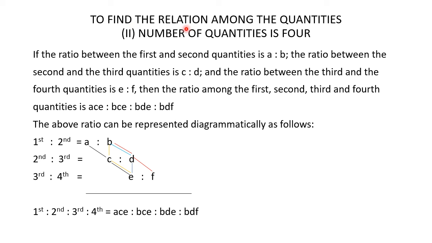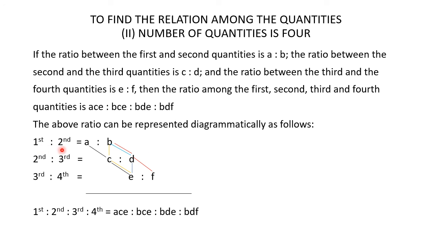Now let's learn how to find the relation among the quantities when the number of quantities is 4. If the ratio between the first and second quantities is a:b, the ratio between second and third quantities is c:d, and the ratio between third and fourth quantities is e:f, then the ratio among the first, second, third and fourth quantities is ace:bce:bde:bdf. You can remember this ratio by remembering this diagram.